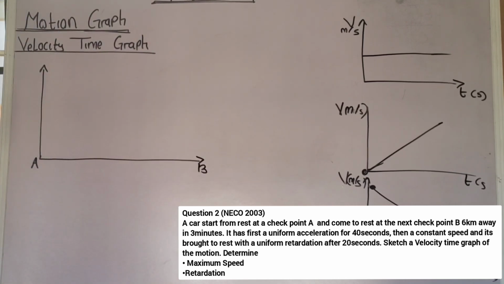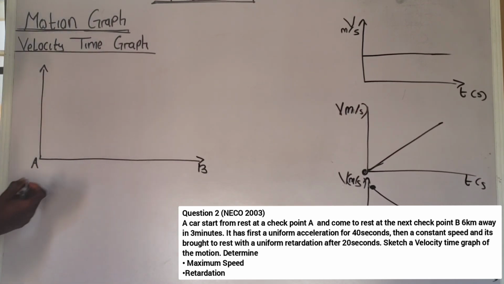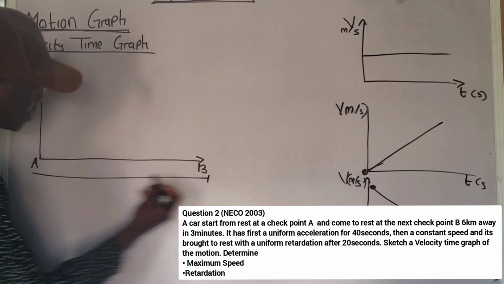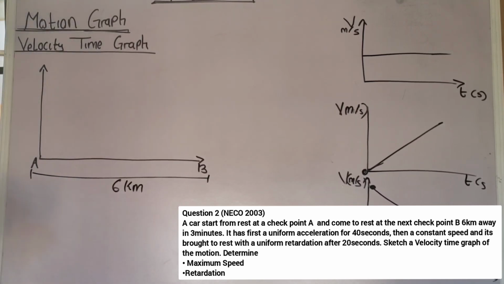So 6 kilometers away in 3 minutes. That is the total distance traveled, 6 kilometers. You understand? The distance between A and B is 6 kilometers. So we've been given the distance. The distance from this point to this point is 6 kilometers. Do you understand? You have to learn how to interpret the question.